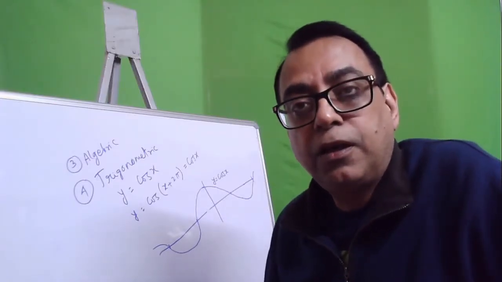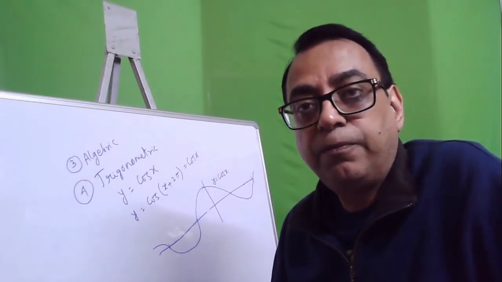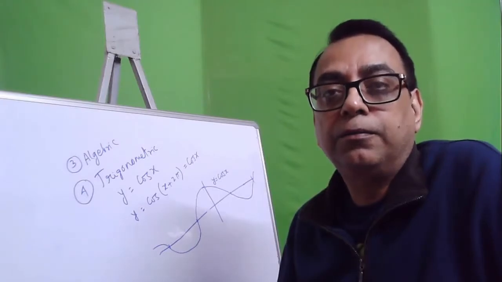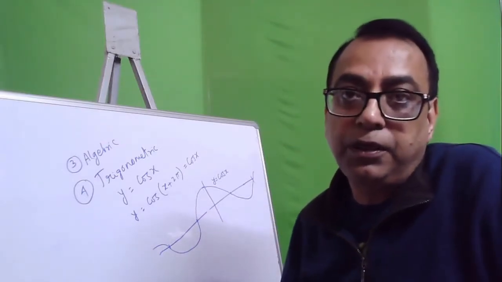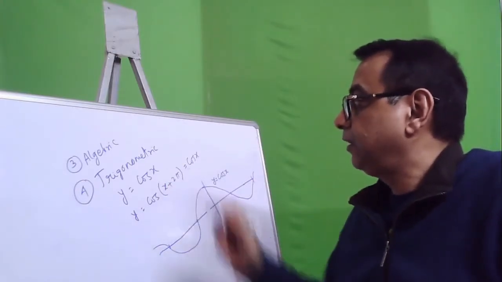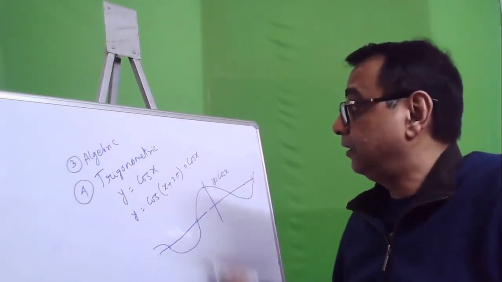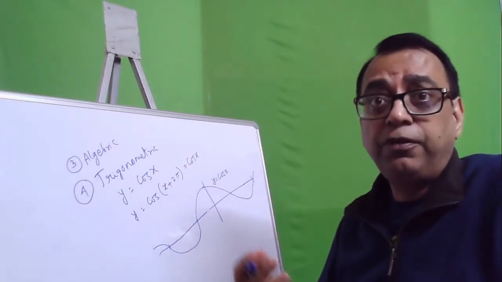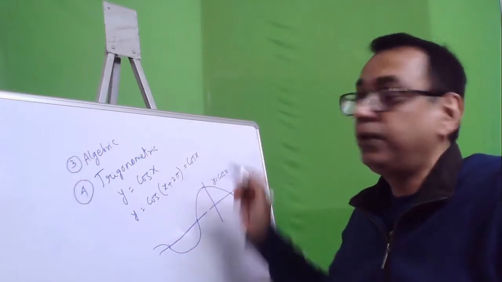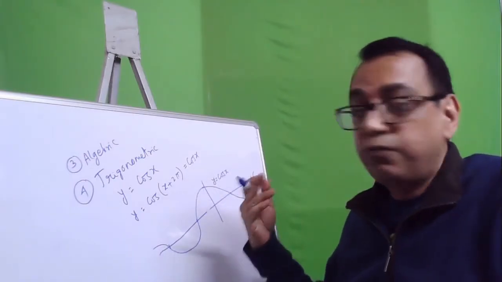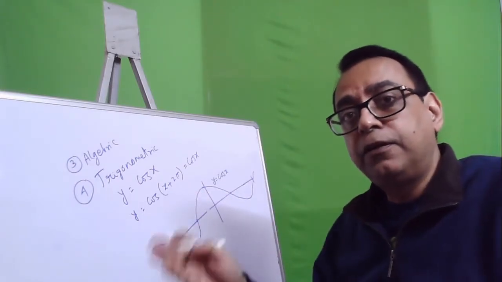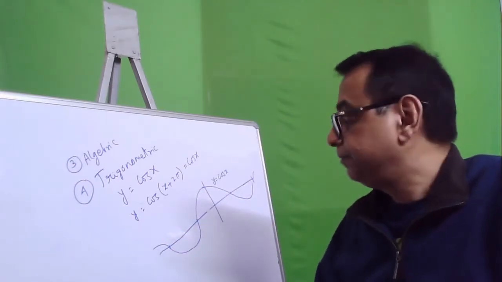One important thing about trigonometric functions is that all trigonometric functions are periodic. That means after every period that function repeats itself. For example, in case of cos x, it is 2 pi. For every 2 pi, the function will be repeated. So cos of x plus 2 pi will be cos x, cos of x plus 4 pi will be cos x, like that. But the periodicity may differ depending upon the function itself.